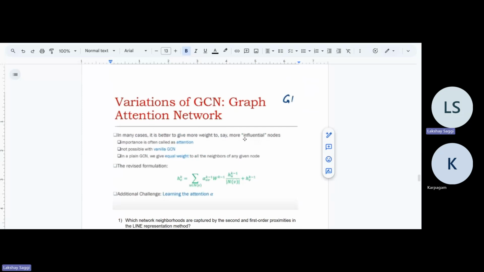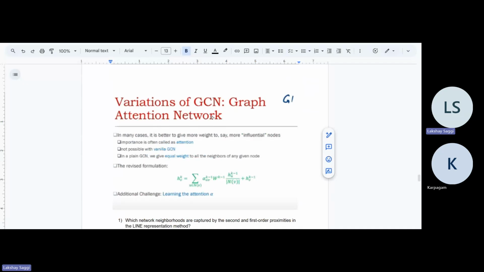So in many cases, it is better to give more weight to more influential nodes, and this importance is often called attention, like giving more weight to some more important things. This was discussed previously also, and this is not possible with vanilla graph convolution networks, where we give equal weight to neighbors of any node.